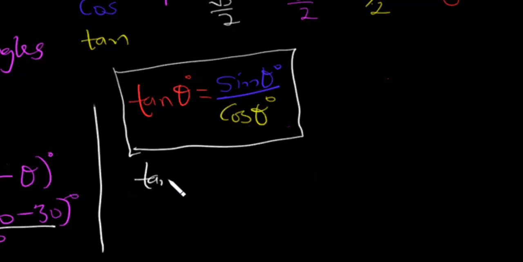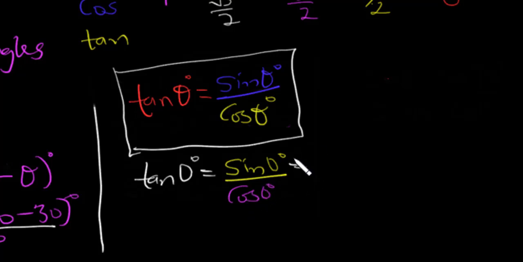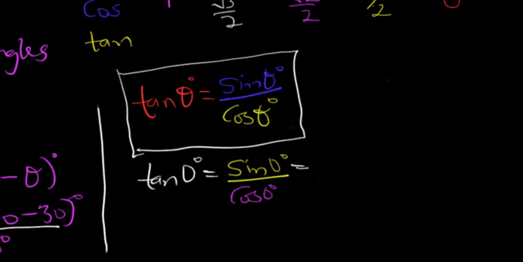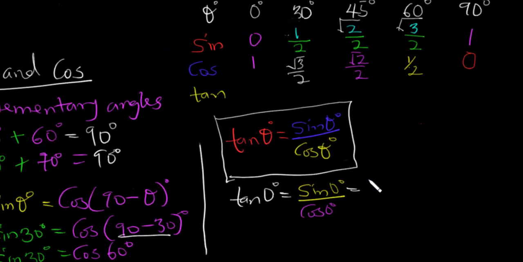So let us start from here. If I want to find tan 0 degrees, I can express this as sine 0 degrees divided by cos 0 degrees. But I also know sine 0 degrees is 0, so that's going to be 0, divided by cos 0, which is 1. And 0 divided by 1 is 0. So that means I'm going to have 0 here.